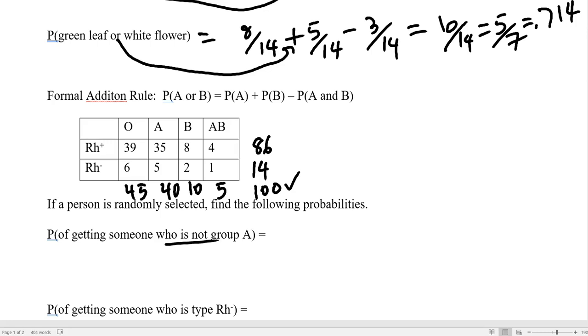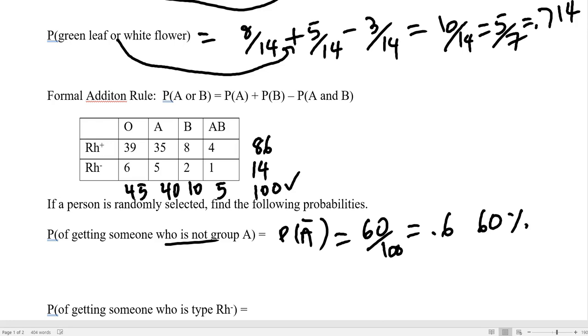So this not group A, we've seen this before. This is basically the probability of a complement. What's the probability of not being in group A? Well, there are 40 people in group A. So how many people are not in group A? Well, the other 60, or 0.6, or 60%. Now, I did that pretty informally, but you could do 1 minus the probability of A. So 1 minus the 40 out of 100, which would be 0.6, or 60%.